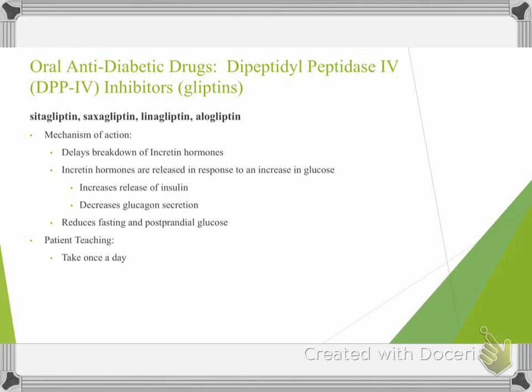The incretin hormones are released in response to eating. The incretins are released by the small intestine when we eat, basically to tell the pancreas to release insulin and to decrease glucagon secretion. So it reduces fasting and postprandial glucose levels from being high. Patient teaching: they need to take it once a day.